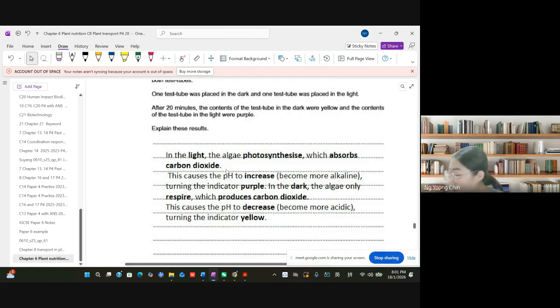Carbon dioxide is an acidic form of gas. So this acidic gas will be used up by the plant, right? So what will happen is the surrounding pH, because they have a lesser amount of carbon dioxide, will be increasing in the pH level, which is they become more alkaline. So that's why the indicator turns purple.